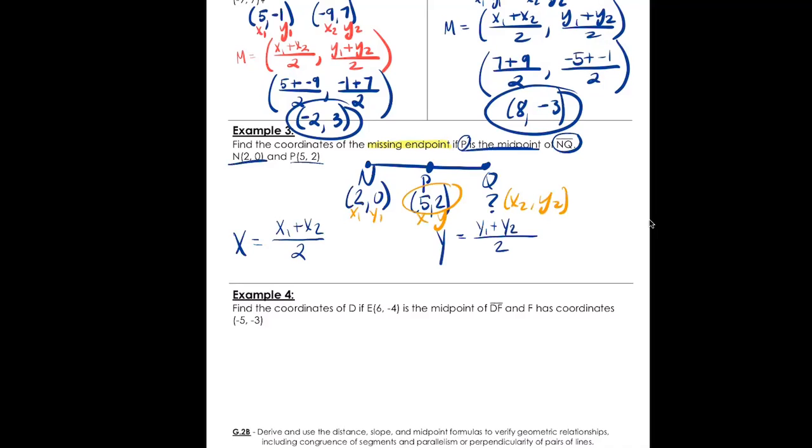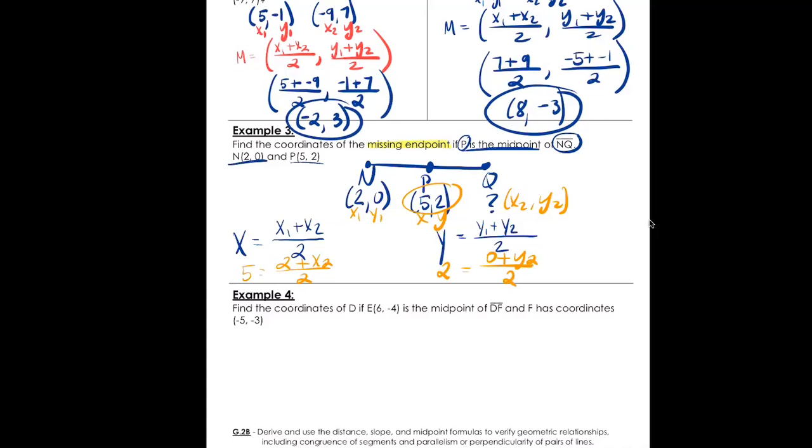So X is 5. 5 is going to equal X1, 2, plus, we don't know X2. We don't have anything for X2. So I'm just going to use X2 over 2. Same thing for Y. The Y coordinate of the midpoint is 2, equal to Y1 is 0, plus Y2, because we don't have anything yet for Y2, divided by 2.